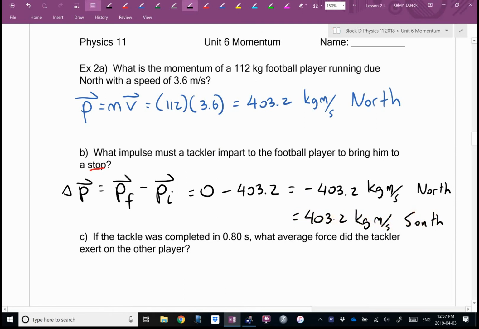This is again, Carlos, kind of a Captain Obvious moment. It says, if you're running north, the person that wants to tackle you better be hitting you in the opposite direction, which, well, duh, but there's the physics of why. Okay?